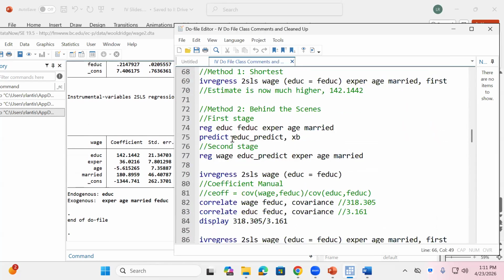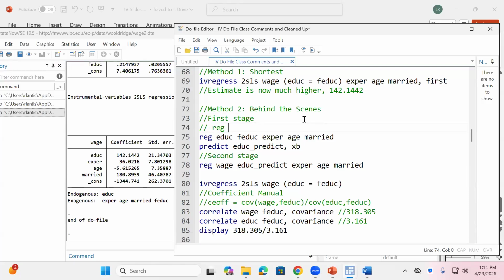Now, the manual approach would be I run that first stage. So this is where I think last class I did some of this for us as well. But we're going to regress, right? We're going to try to predict X using our instrument and all of our additional controls. We're then going to save.